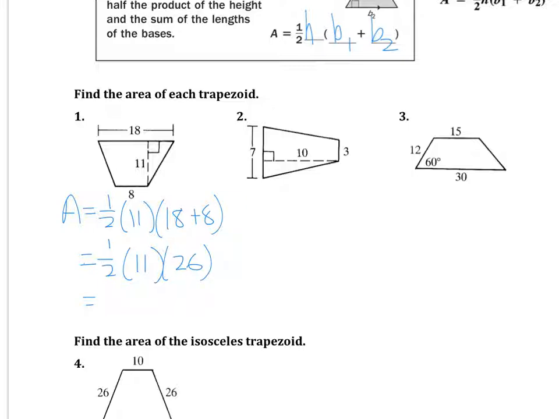So you end up with 13 times 11, which is 143. Area is 1/2 times the height, the perpendicular distance between the two bases, times the sum of the two bases.